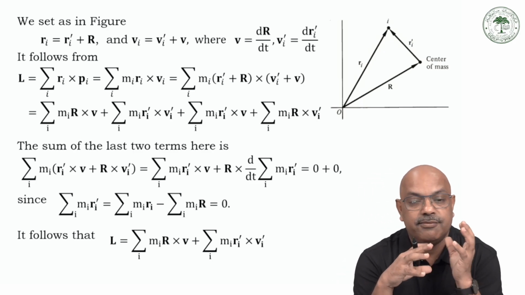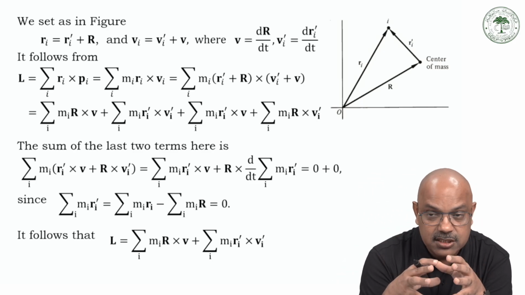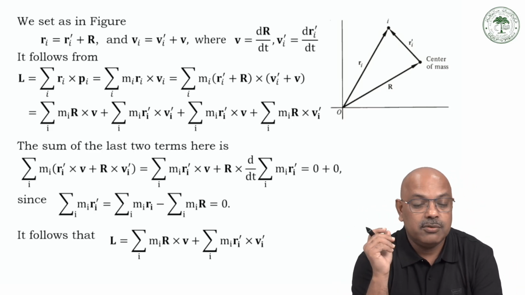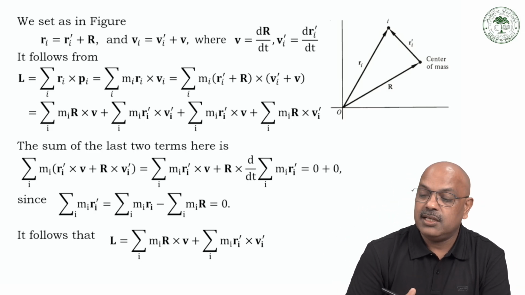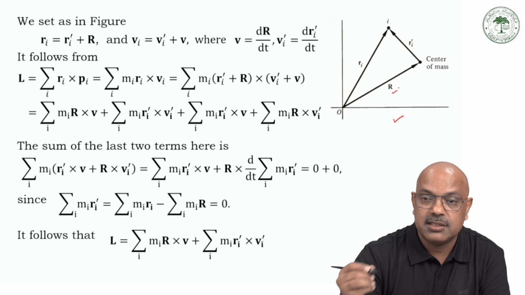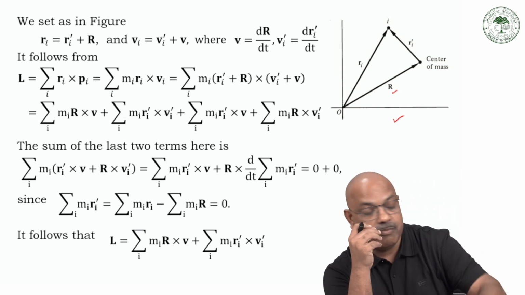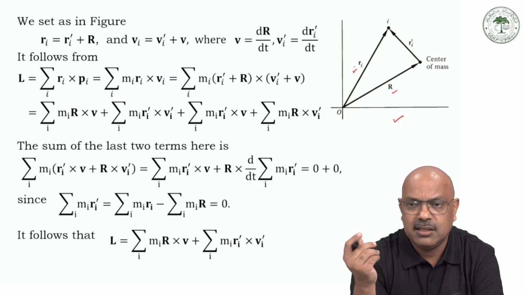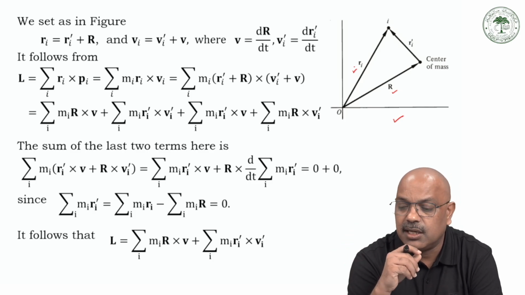So it can have a center of mass part as well as something rotating about the center of mass. Let's try to understand it. We have a system of particles whose center of mass is at this position. R is the position vector of the center of mass, and Ri is the position vector of the ith particle.